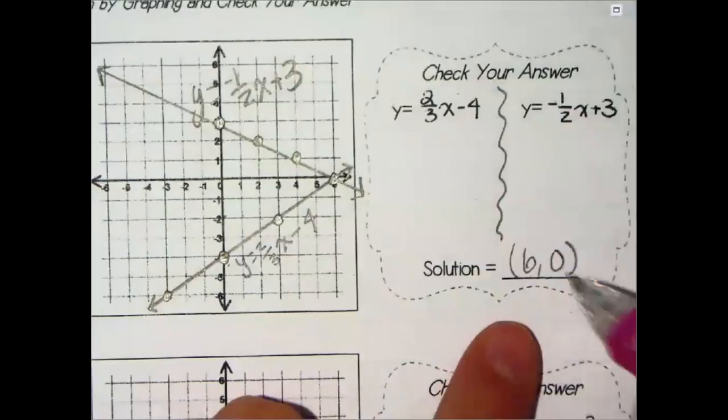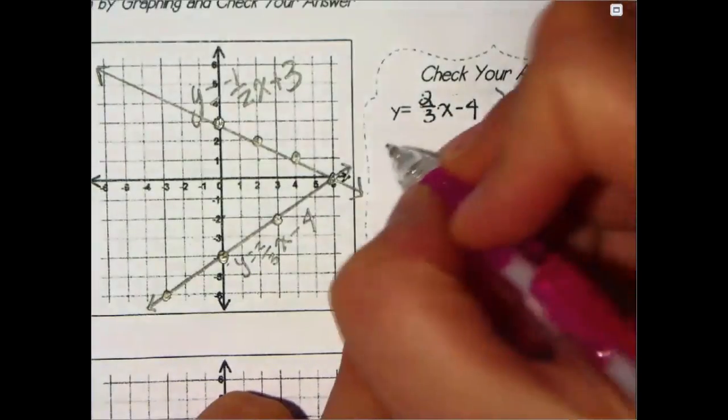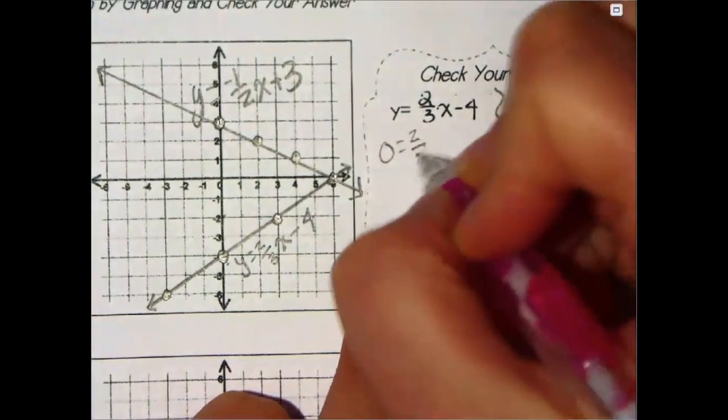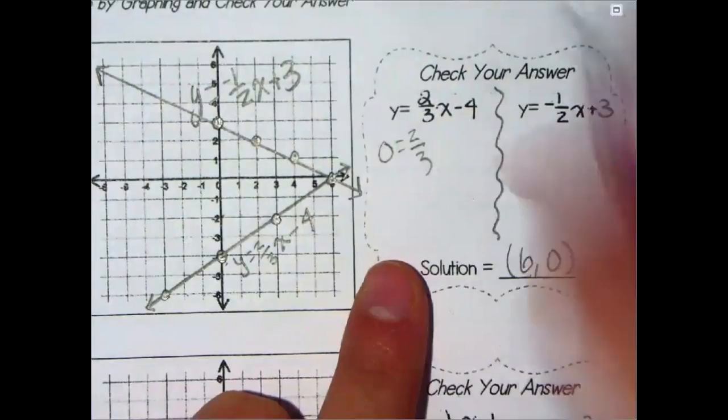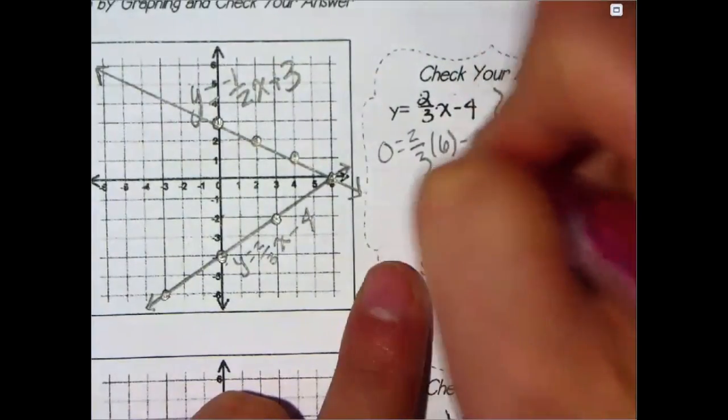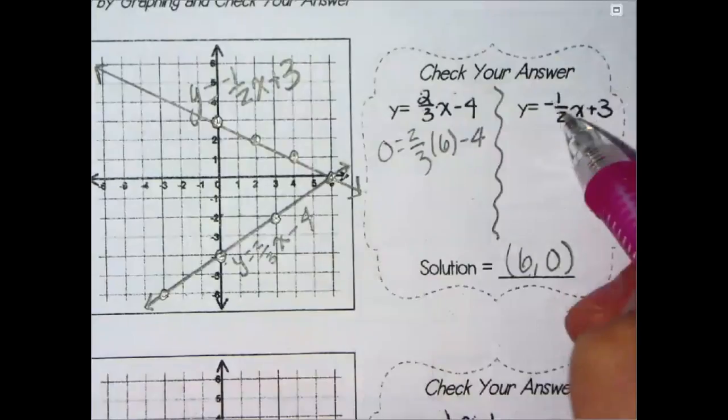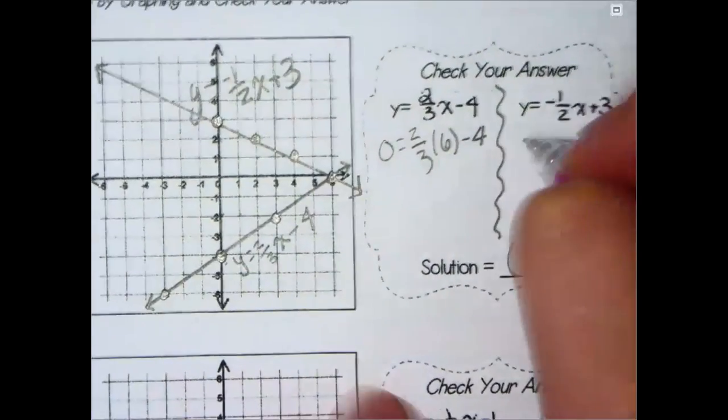So let's check it. I'm going to substitute 0 in for y and 6 in for x. And I'm going to do the same for my second equation.